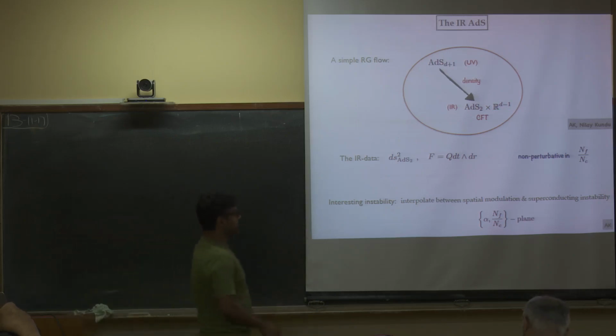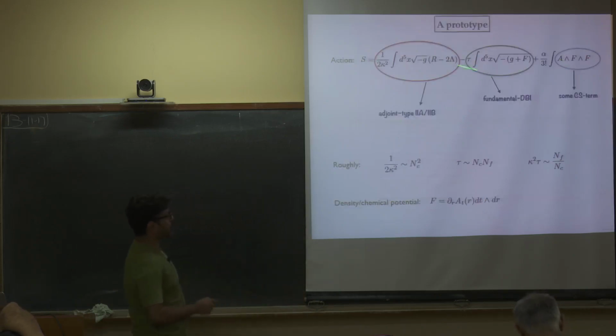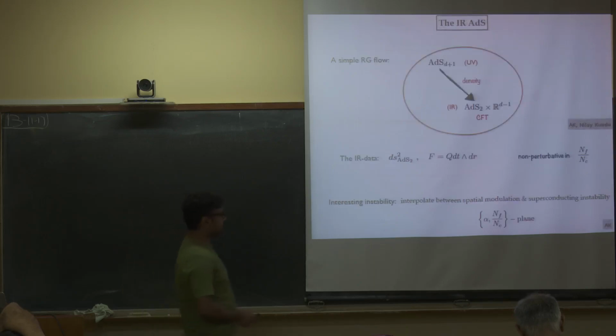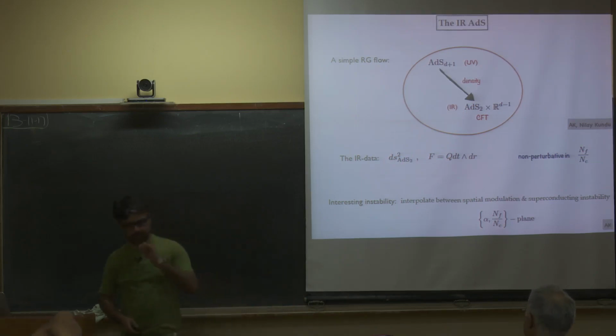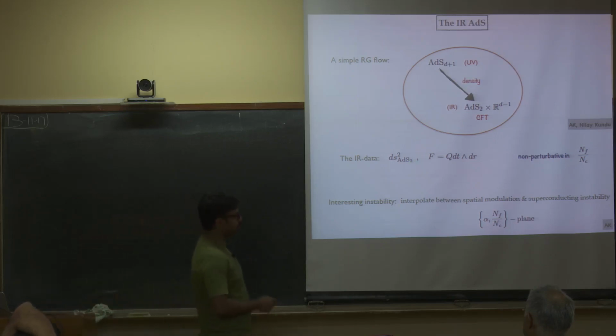All you have here is this, and for the particular case of this action, there's actually a solution that one finds to have some very simple yet very intriguing features. One of which is that in the IR you get an AdS2 with a flux which is actually non-perturbative in this N_f over N_c. So if I take this N_f over N_c to be very small, I would never even see this as a solution. So in the solution space, this is rather intriguing.